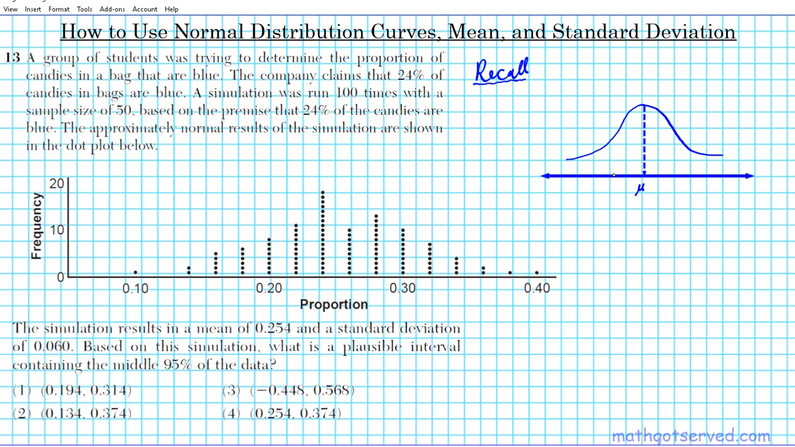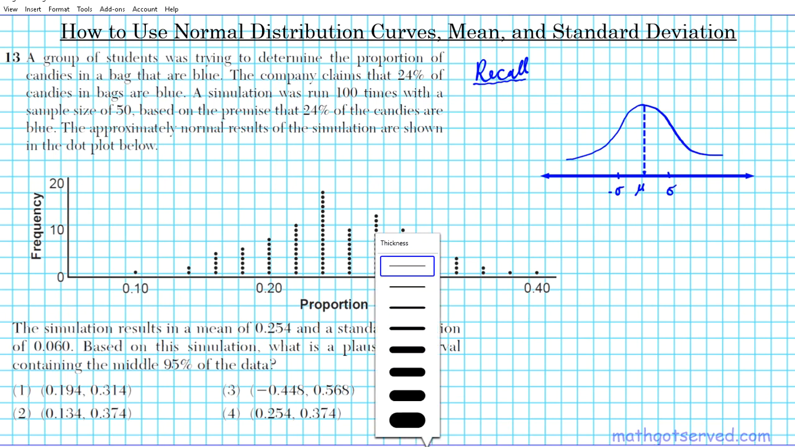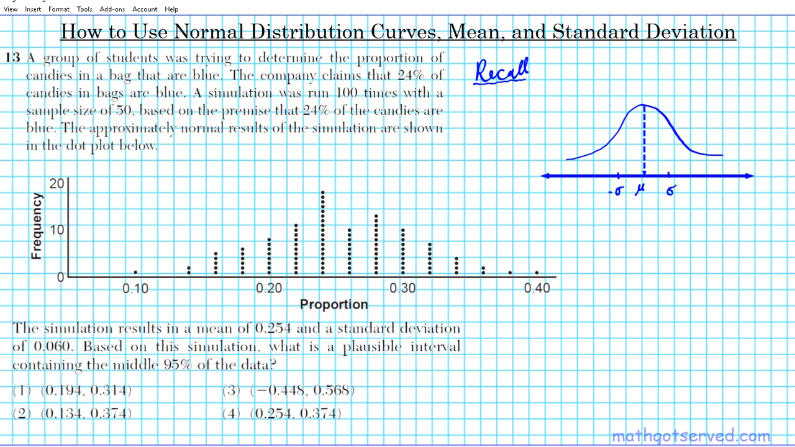Now, if you go one standard deviation to the left, so that's minus sigma, and so let's say this is minus sigma right here, and then you go one standard deviation to the right, so that's positive sigma. Now this captures a certain percentage of the population. Okay, so let's go ahead and indicate what that is.